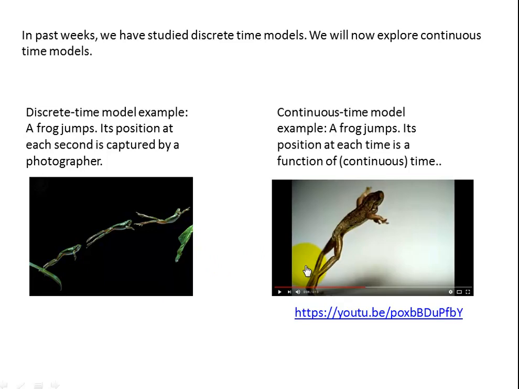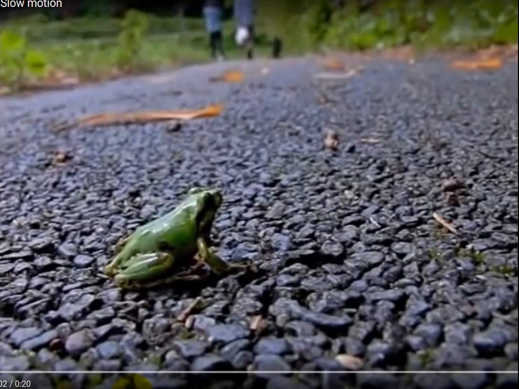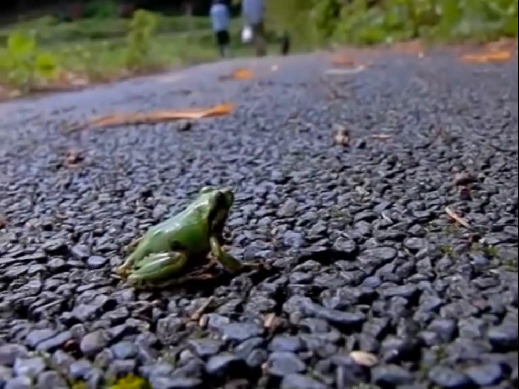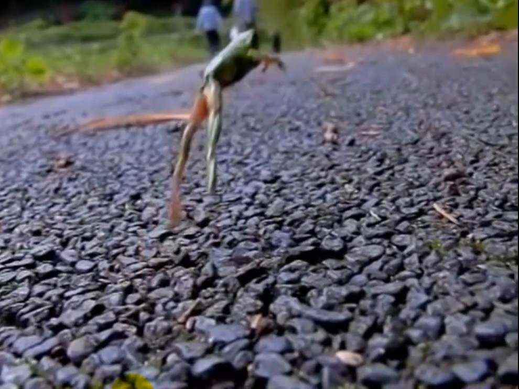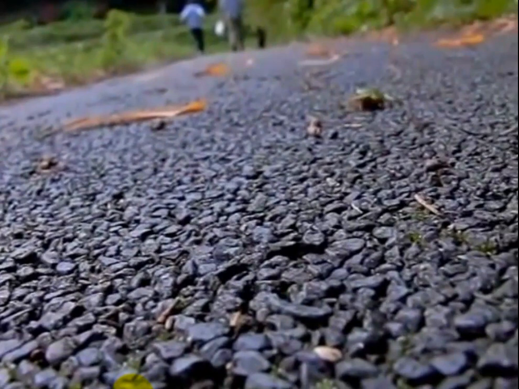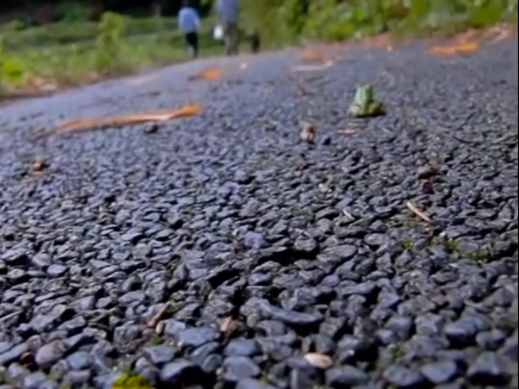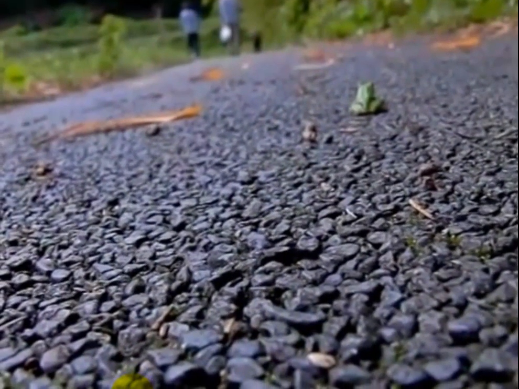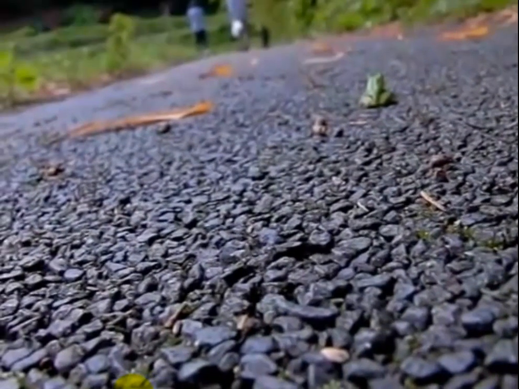Now, in contrast, what's actually happening is the frog is moving in some sort of continual fashion, and in reality, the position at each time is a function of continuous time. So if we watch this video, okay, so here's a video. The frog is going to jump, and we can see that it moves through all the in-between heights. It's not just magically appearing from one spot to the next, right? It's a continuous function of time.